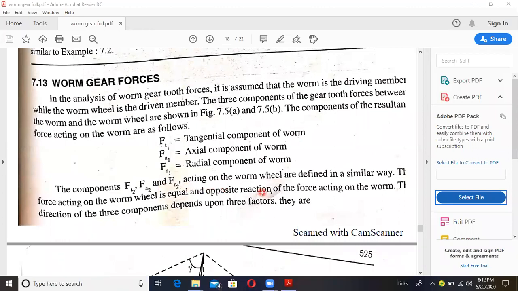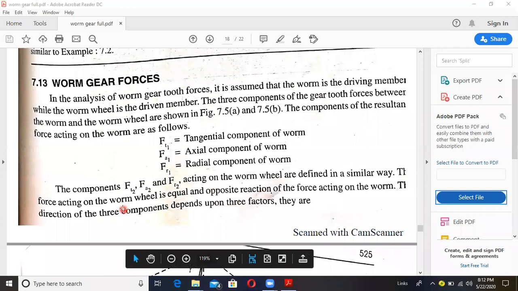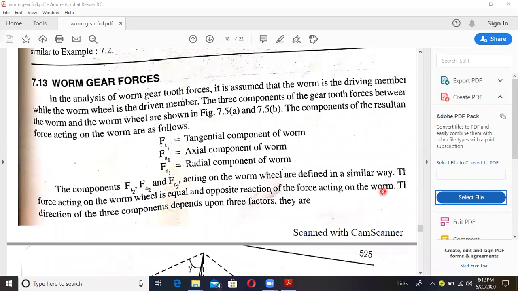Always the forces on the worm wheel are equal and opposite to the worm. Understood? So always, what are the forces acting on the worm wheel? That is nothing but Ft2, Fa2 and Fr2. These three forces are equal and opposite to the forces acting on the worm. So these are the three different types of forces: tangential force, axial force and radial force acting on the worm and the worm wheel.